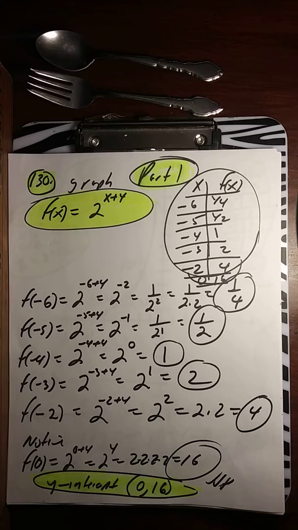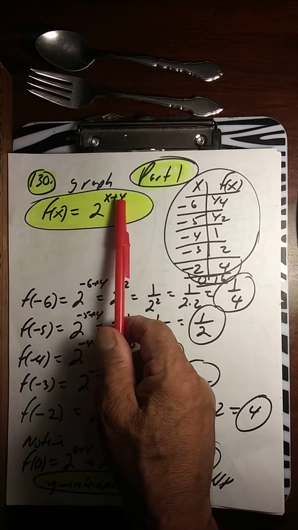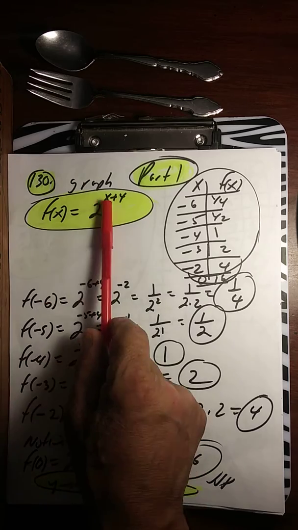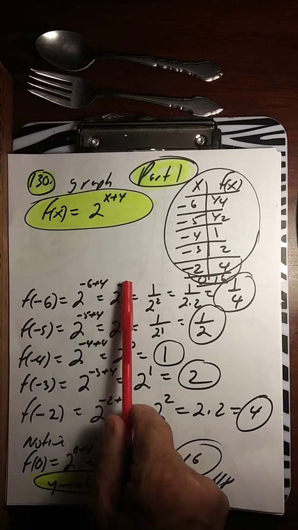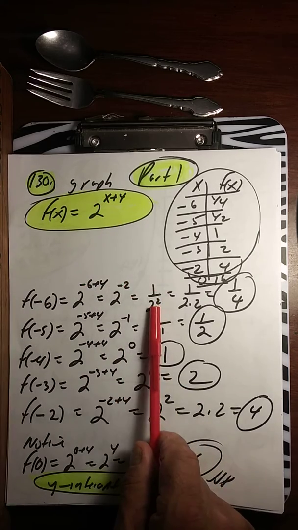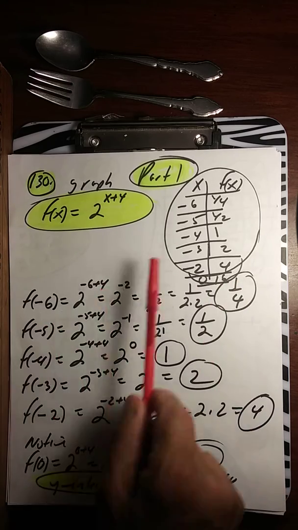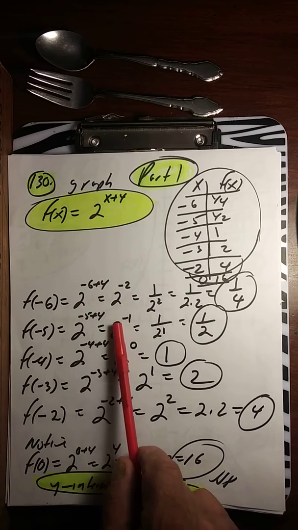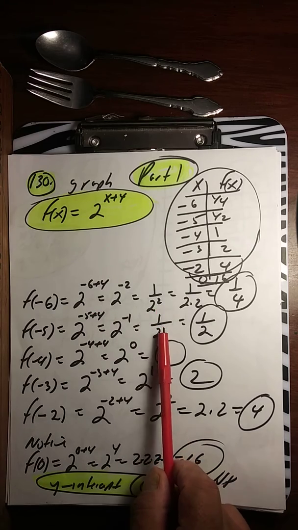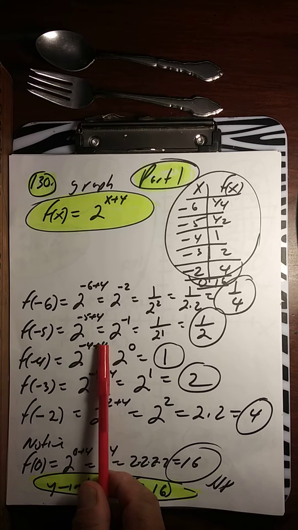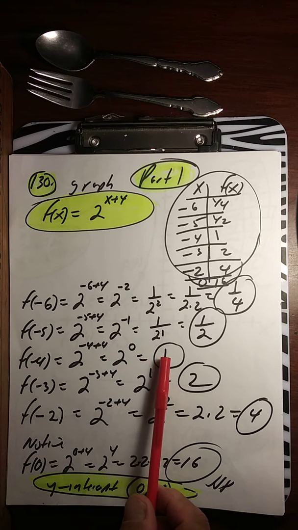This graph, this exponential function, 2 to the power of x plus 4. Some numbers, there's probably negative 6 in there, so negative 6 and that's going to be negative 2. 2 to the negative 2, rewrite it as 1 over 2 squared, and that's going to be 2 times 2, so 1 over 4 is the answer. Negative 5 next. Negative 5 plus 1 is negative 1. 2 to the negative 1, rewrite it as 1 over 2 to the 1 power, and that's going to be 1 over 2, done.